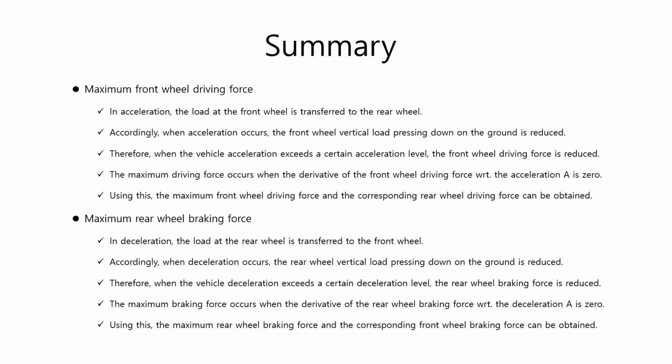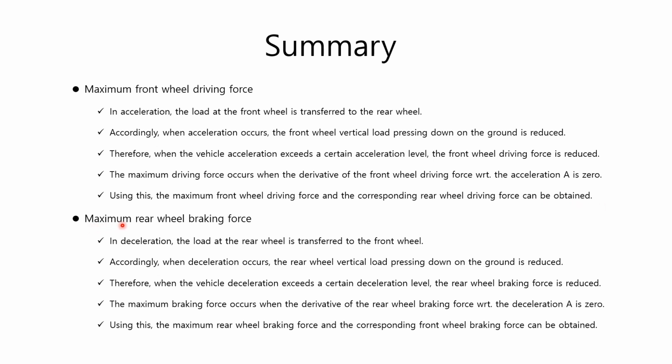The method for obtaining the maximum front-wheel driving force has been explained. In acceleration, the load at the front wheel is transferred to the rear wheel. Accordingly, when acceleration occurs, the front wheel vertical load pressing down on the ground is reduced. Therefore, when the vehicle acceleration exceeds a certain acceleration level, the front wheel driving force is reduced. The maximum driving force occurs at the front wheel when the derivative of the front wheel driving force equation with respect to the acceleration A is 0. Using this, the maximum front wheel driving force and the corresponding rear wheel driving force can be obtained.